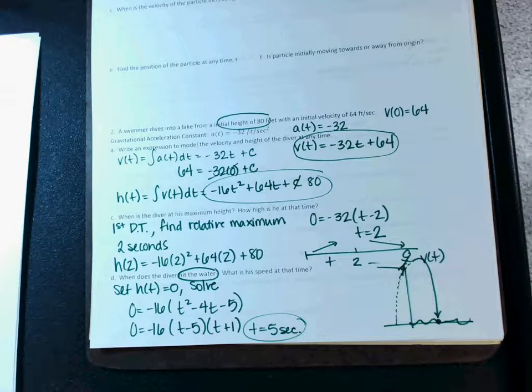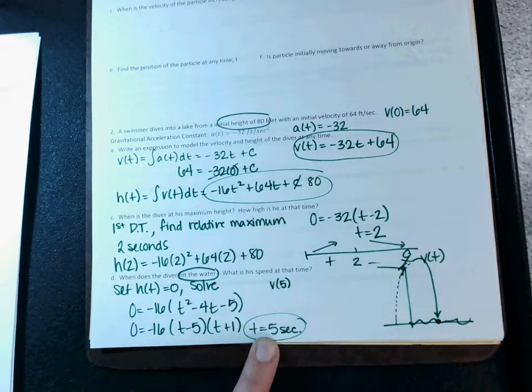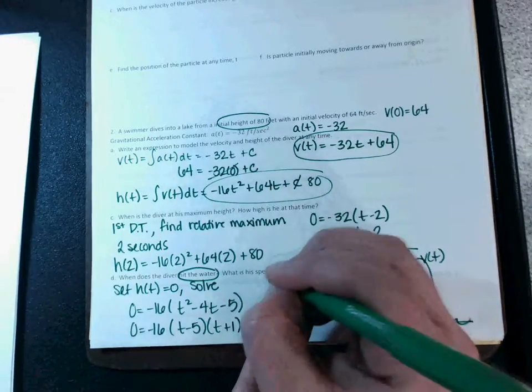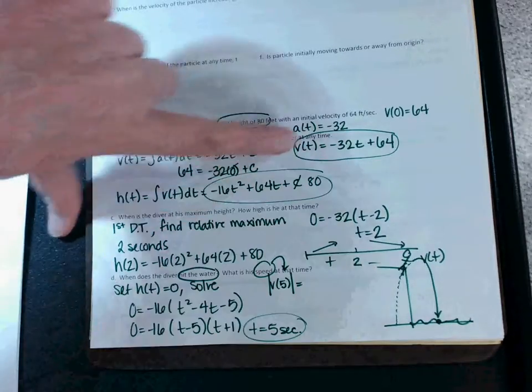Then it says, what is his speed at that time? So what do I need to do with 5? Do I plug it into velocity or position or acceleration? Velocity. Now, what's the difference between speed and velocity? Yes. Okay, speed, you just have to turn it positive. So remember that for 5, I'm going to find the velocity at 5, but then I'm going to turn the answer positive. So remember that speed is not allowed to be negative. So whatever answer you get, you're going to have to put it in absolute value bars or turn it to a positive. So v of 5 is here.